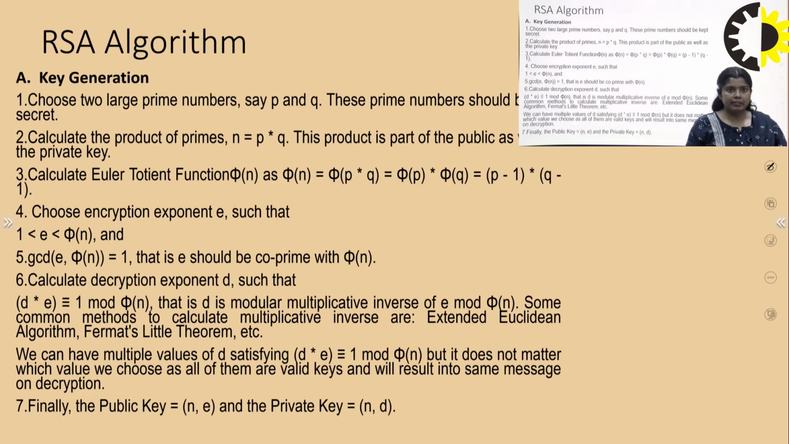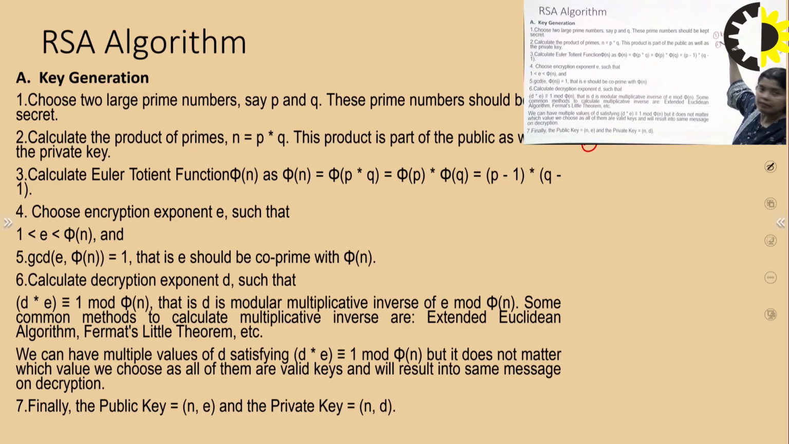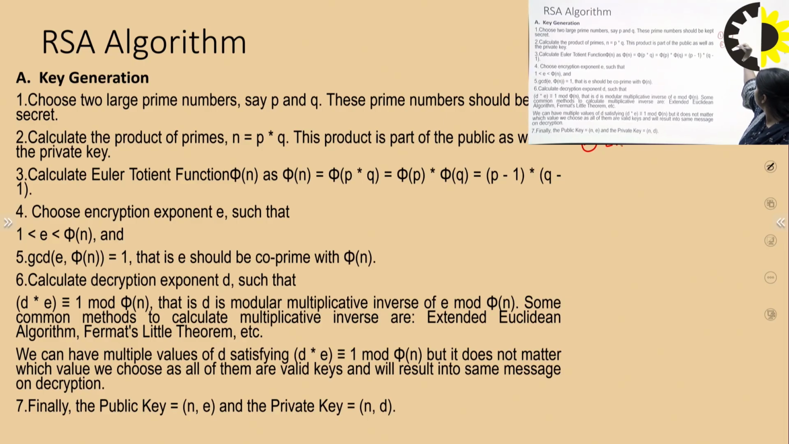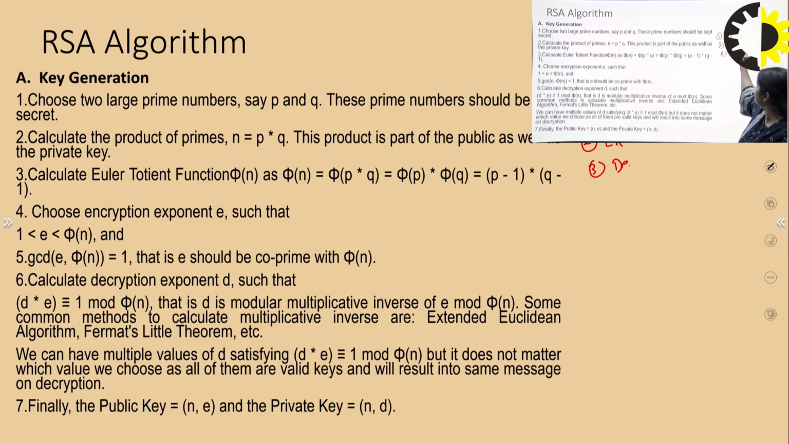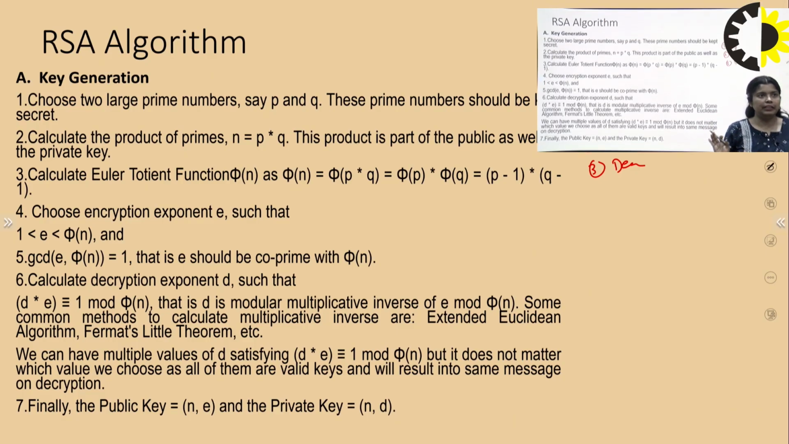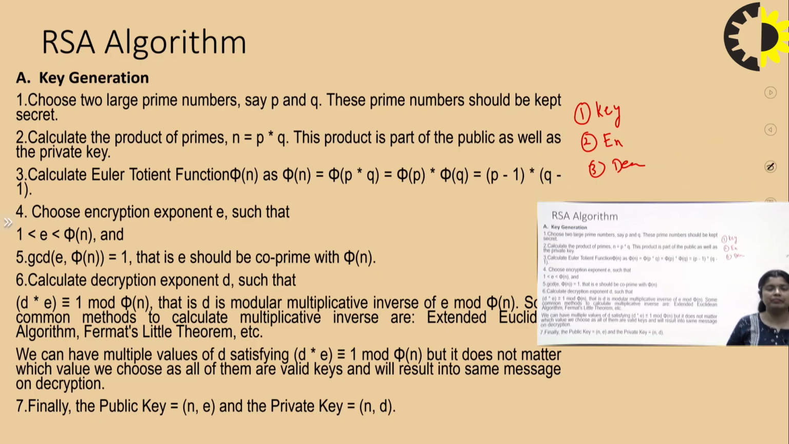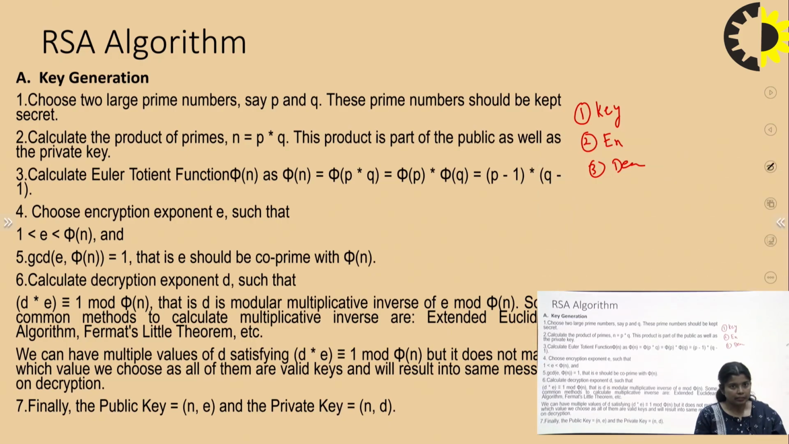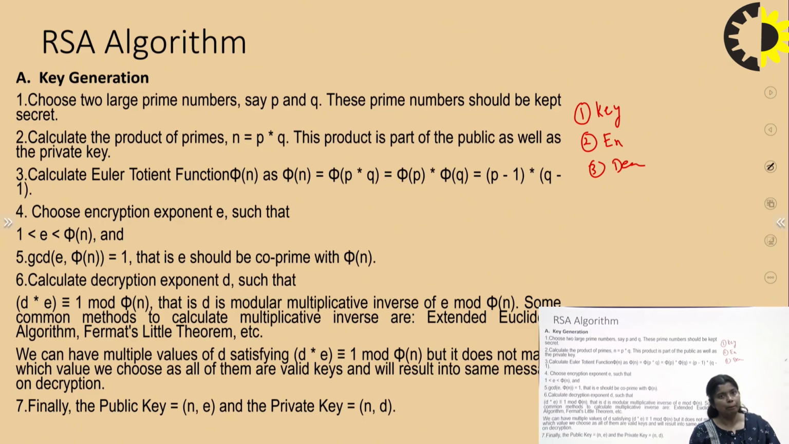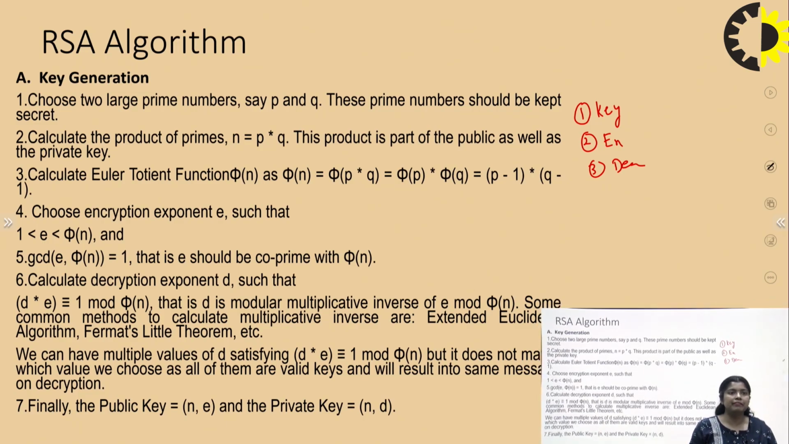This is the RSA algorithm. You have to memorize it. It is very simple. There are 3 steps: first is key generation, the second is encryption, and the third is decryption. These 3 steps are only for the RSA algorithm. The first is key generation, which means you generate the public key and the private key, and they are always in a pair.